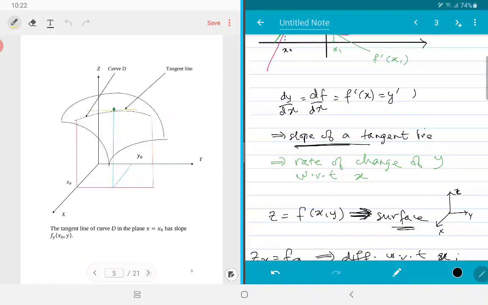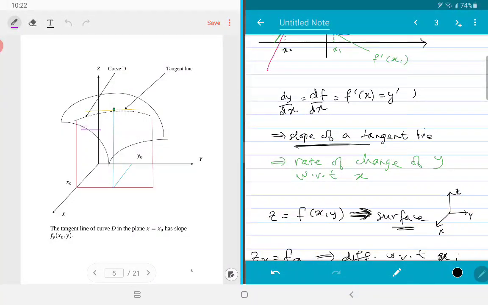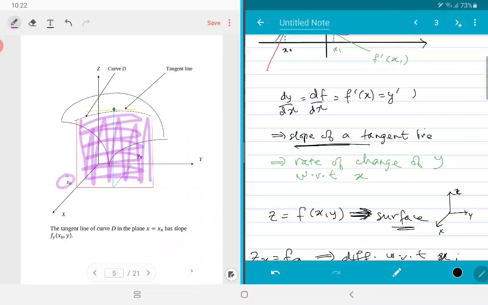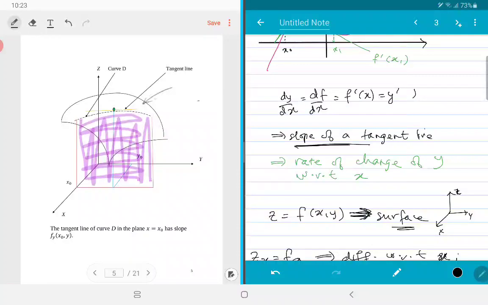For partial f partial y, you hold x as a constant. So x as a constant is a vertical plane as well. Here we have a vertical plane, x equals, let's say, x naught, because on this plane the value of the x coordinate is the same, it's x naught. All right. So here we have a surface, z equals f of x, y. This is our surface.